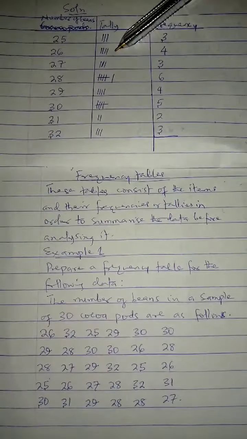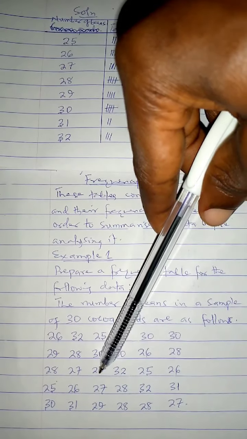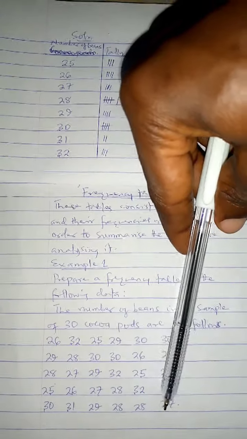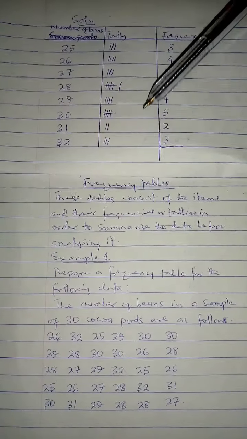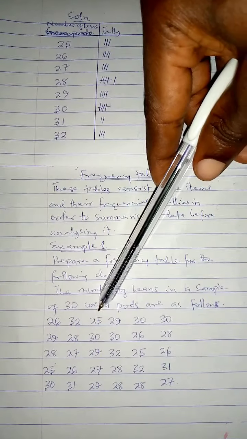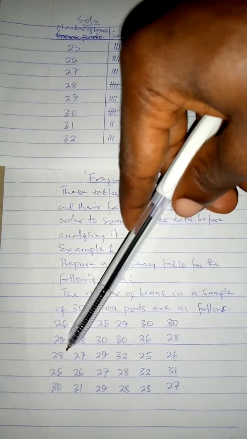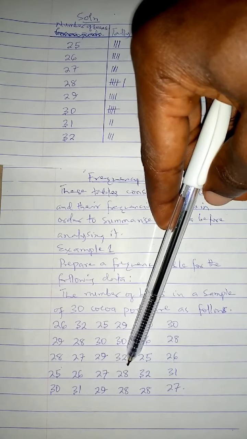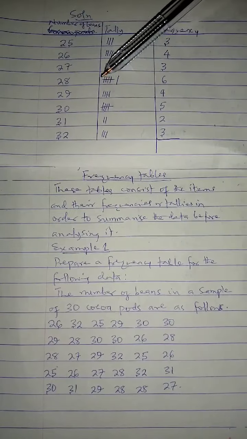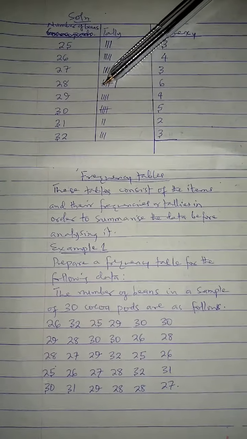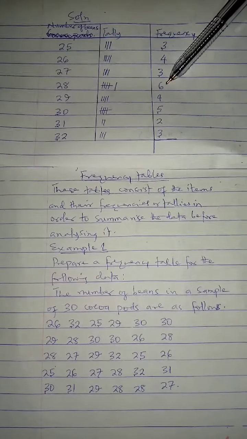For 27, I'm seeing 1, 2, and 3. That's why you are seeing 3 here, 3 strokes. For 28, I am seeing 1, 2, 3, 4, 5, and 6. To represent that, you draw 4 strokes. The 5th one, you draw it across the 4th stroke to make 5. Then you start afresh, 6. That's what you have here.